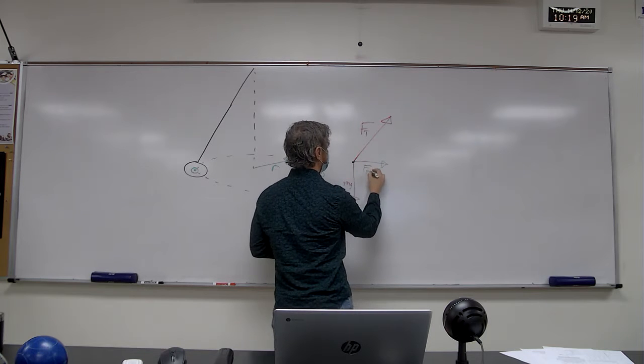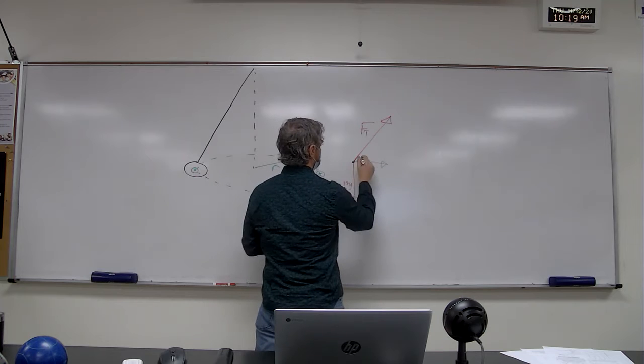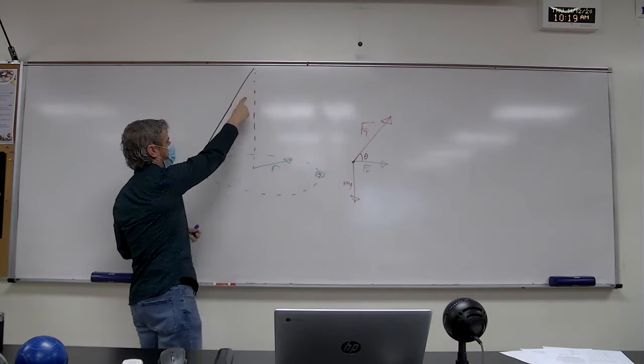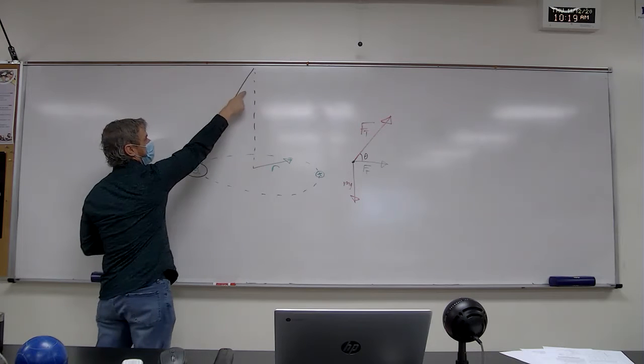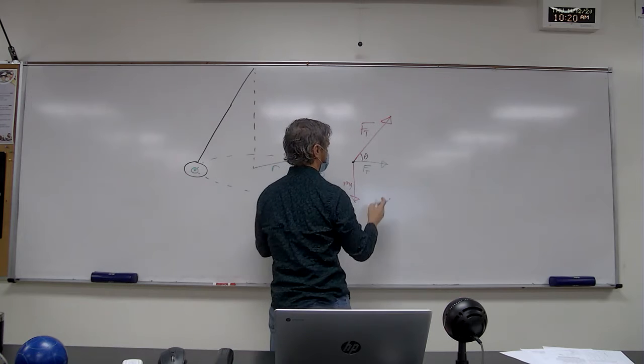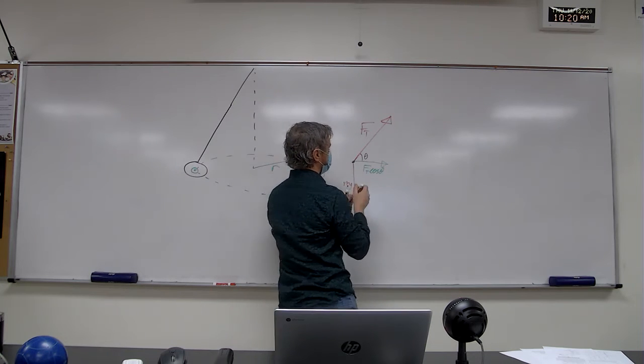This is Ft. I'll say this angle right here is known. Very often we're given the angle from the vertical, but then you can just use your knowledge that these two angles have to be complementary. So this would be Ft cosine theta. The vertical one will be Ft sine theta.